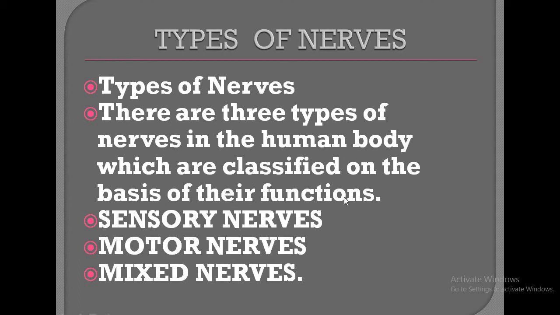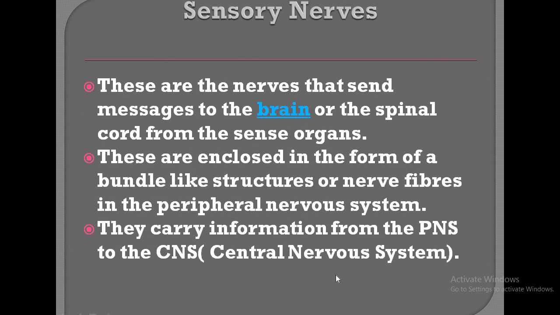There are 3 types of nerves in the human body, which are classified on the basis of their function. What are the 3 types of nerves? That is the sensory nerves, the motor nerves, and the mixed nerves. Now what about the sensory nerves? Sensory nerves are the nerves which send the message to the brain or the spinal cord from the sense organ. For example, the optic nerve. As the term suggests, it is related to the eye. So the optic nerve will arise from the eye and will end in the brain.